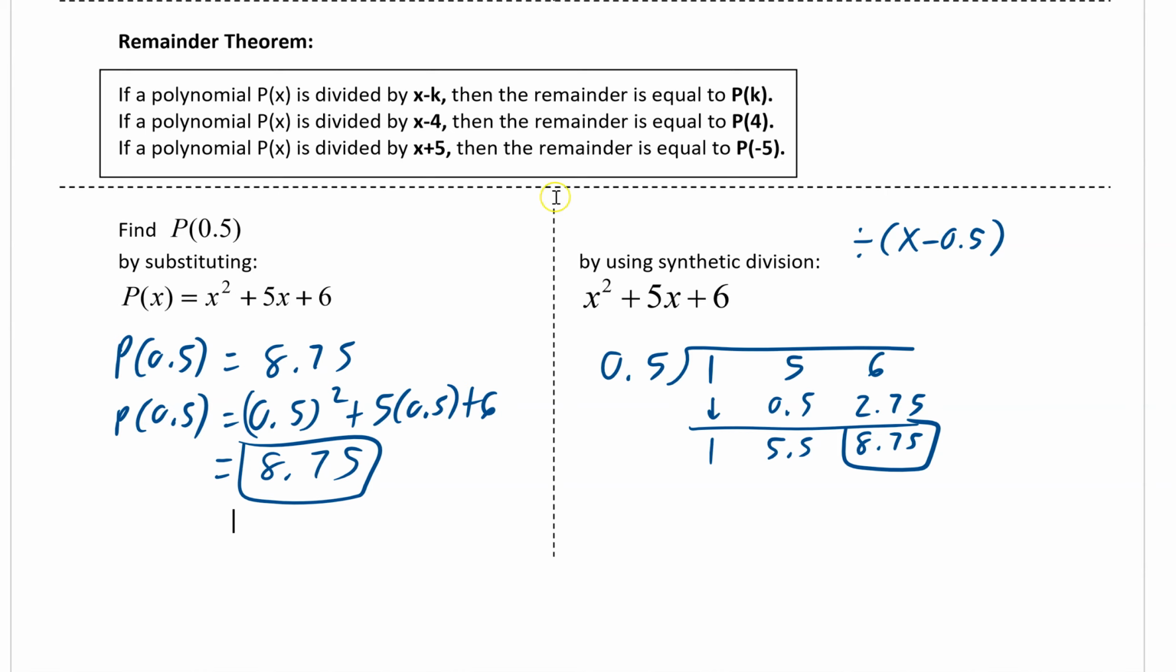So that's the whole remainder theorem, is that when you divide by this, the number that makes this 0 will be the value of our polynomial. The remainder will be the value of the polynomial.